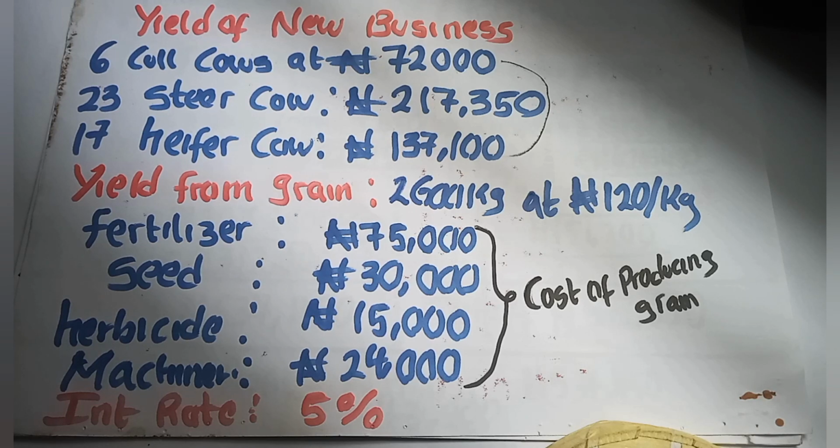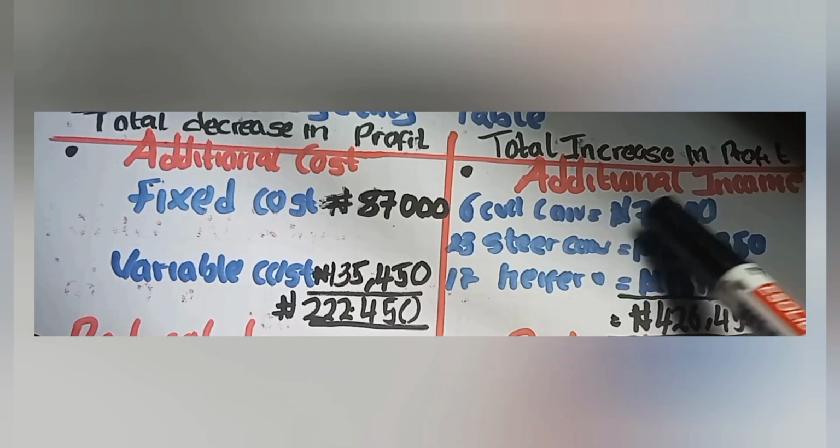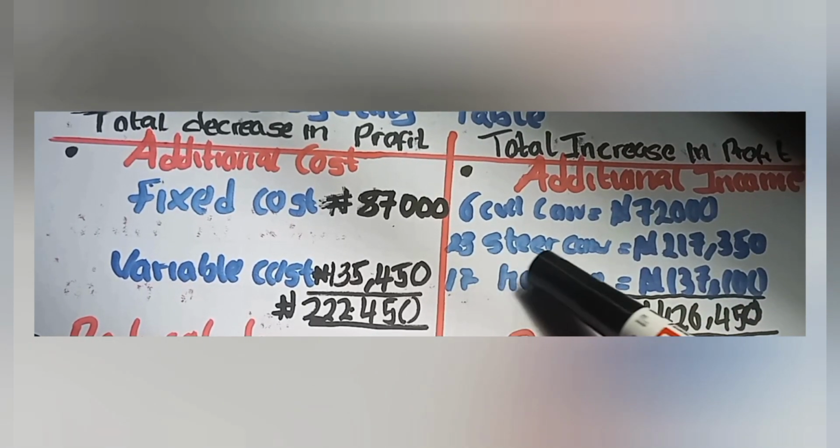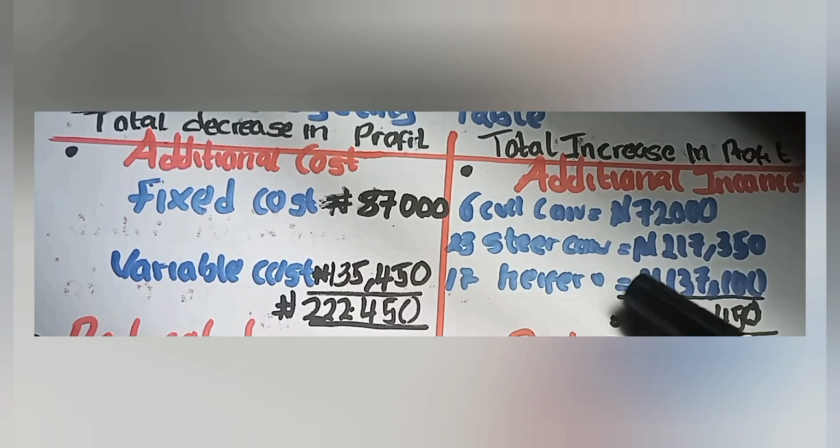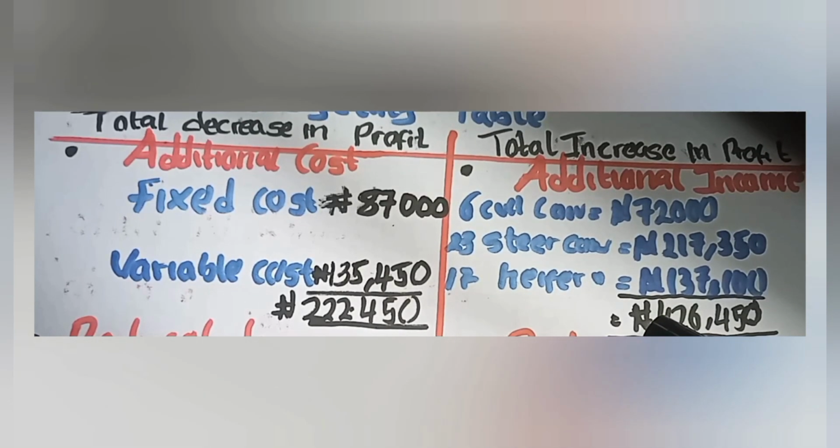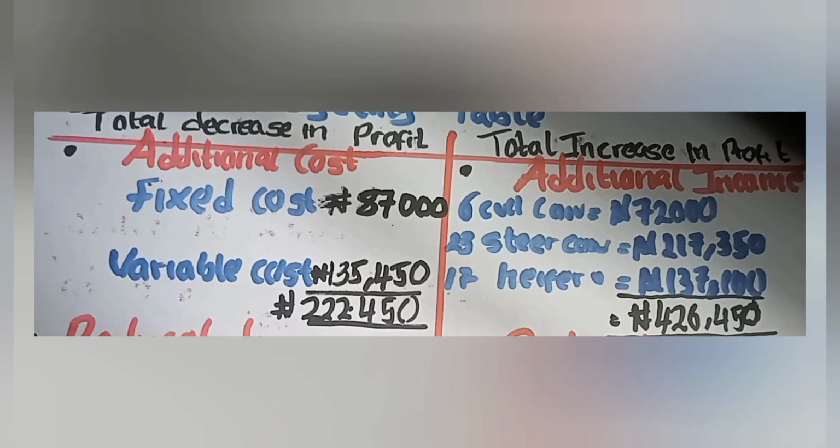So I'm going to be doing that. Here, I have the 6 cows at this price, the 23 steer cows at this price, and the 17 cows at this price. When I add it together, I got 426,450 naira. So that's it.